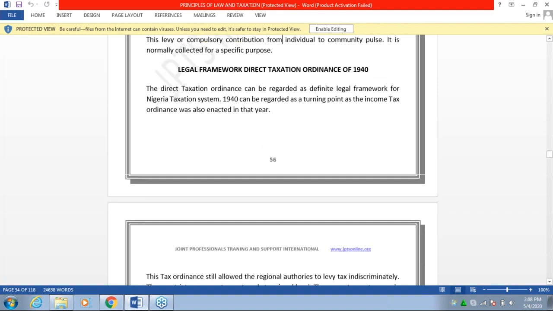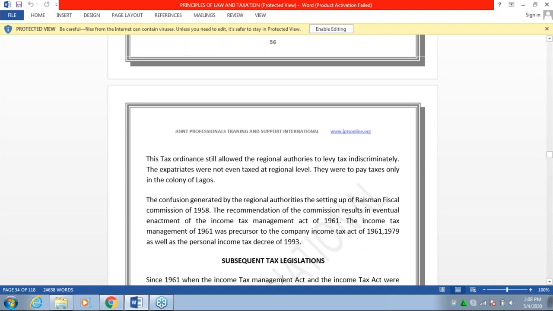Now, what is the legal framework of the Direct Taxation Ordinance of 1940? Yes, the Direct Taxation Ordinance can at the same time be regarded as a definite legal framework for the Nigerian taxation system. 1940 can be regarded as a turning point, as an income tax ordinance was also enacted in that year. This tax ordinance still allowed the regional authority to levy the tax indiscriminately.